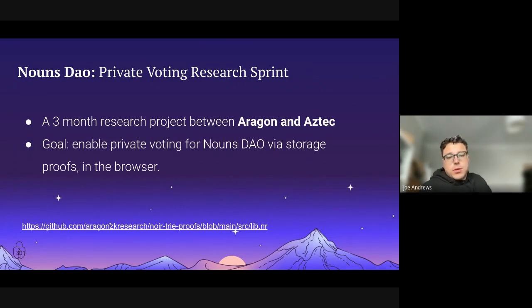The goal for the sprint was to take a storage proof and use it to enable private voting in the browser. And so, like the CryptoPunk example, in this case, we wanted to prove that a user owned one of the NounsDAO NFTs and enable them to vote privately on treasury proposals for the Nouns community.